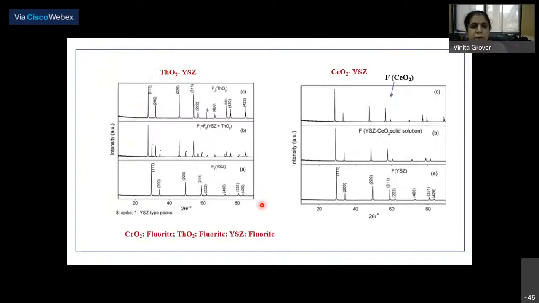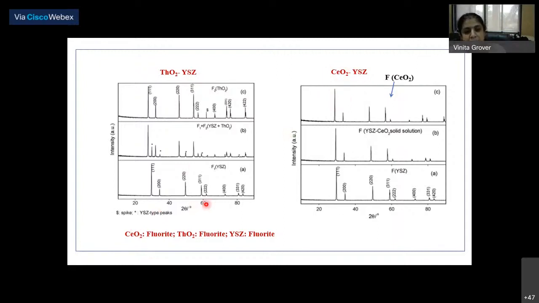Let's just try to see. This is one system that I myself worked on, a very well reported system for people who work in nuclear materials. YSZ is yttria stabilized zirconia, which we just read about a few slides back. Just assume that it is a fluorite type phase, and thoria is also a fluorite type phase. Similarly, ceria is fluorite, and YSZ, as I said, is fluorite. So what we did is we mixed thoria and YSZ. Both of them are isostructural.